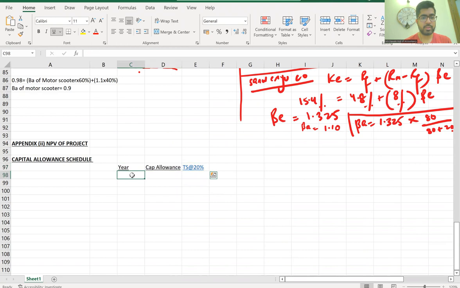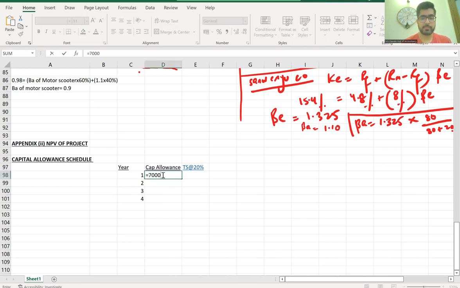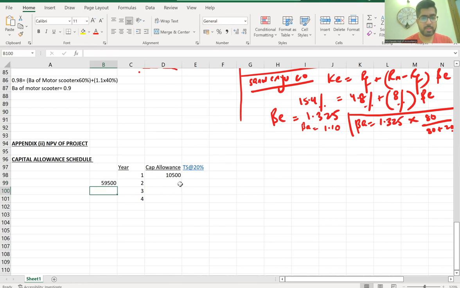It's a 4-year life. So the schedule will go to 1, 2, 3, 4. And it's 15% reducing balance. So for the first year, it's going to be 70,000, or you can take it in millions, into 15%. Okay, 10,500. Then the net book value that remains is 70,000 cost minus 10,500 depreciation. So this is the net book value. In year two, the net book value 59,500 into 15% is 8,925. Then the net book value is 59,500 minus 8,925.